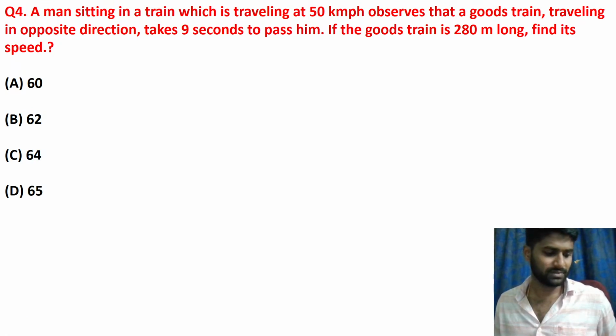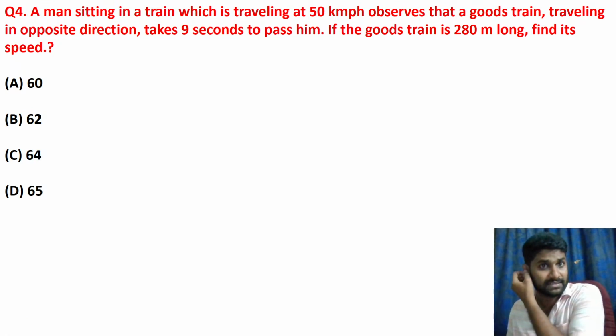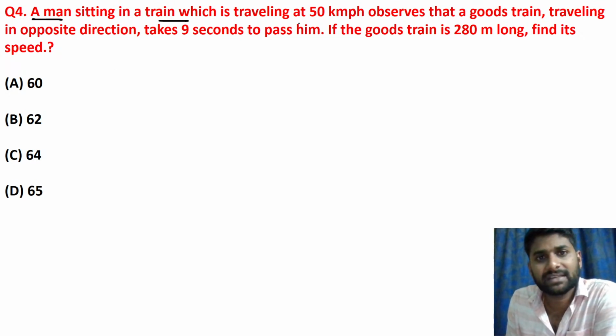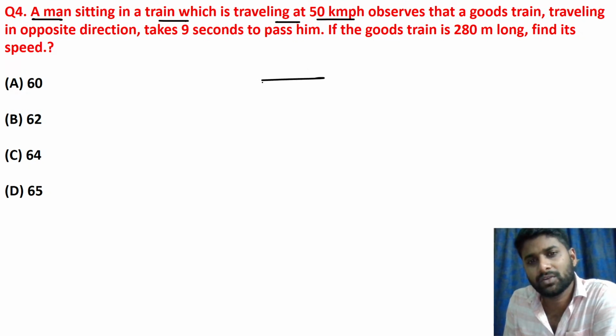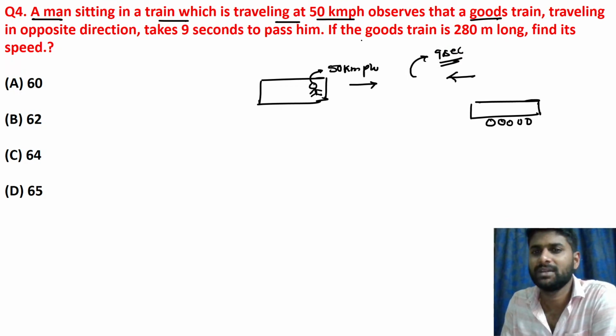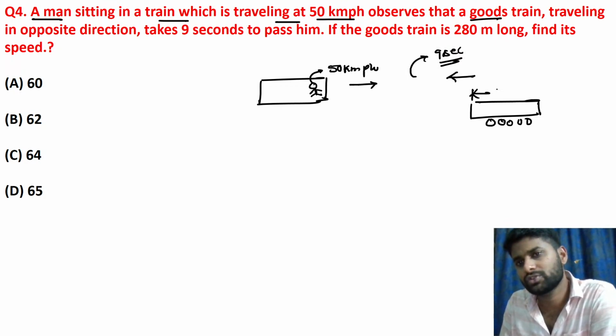Now see here, there is a question related to the trains concept. A man sitting in a train which is traveling at a speed of 50 kilometer per hour observes that there is a goods train traveling in opposite direction. It takes 9 seconds to pass him. If the goods train length is exactly equal to 280 meters, you have to identify what is the speed.